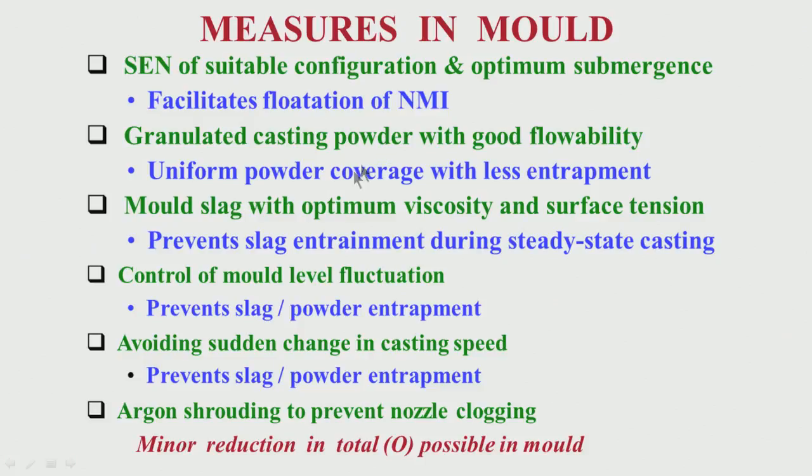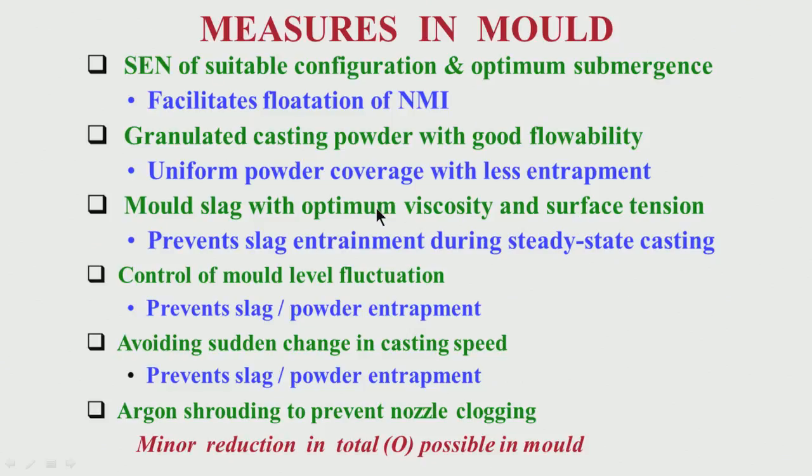Then this powder will generate the slag. Now, this slag should have optimum viscosity and surface tension. This is again important. Why is this important? First, it should not get entrained. Viscosity and surface tension matter because there is an interface between liquid steel and mold slag. So, the interfacial tension is important, the viscosity is important, so that even if there is some turbulence, this slag should not get entrained, number 1.